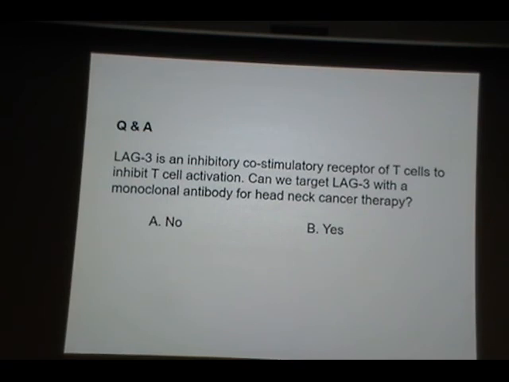So here is the question. Just take a minute to read it. LAG3 is an inhibitory co-stimulatory T cell receptor of T cells to inhibit T cell activation. Yes, somebody?